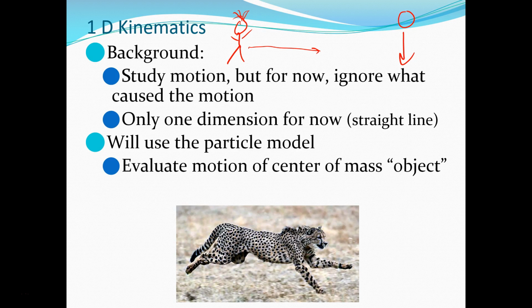We're going to sort of simplify it. We're going to say we don't care about things that move in crazy, weird paths. We only want to look at things that are traveling in a straight line.